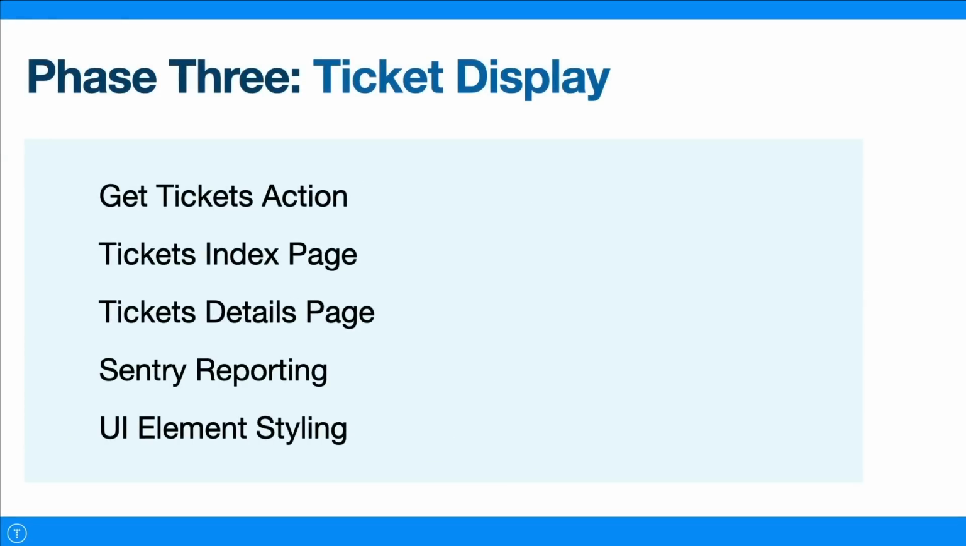And then phase 3 will be the ticket display. So we'll have an action, once again, a server action that will fetch the tickets from the database using Prisma. We'll have the tickets index page, which will list them all, the details page, which will list a single ticket, and then we'll have our Sentry reporting and tracking, and just some UI element styling, like if it's a serious priority, we'll make it red or whatever, just little things like that. We'll also have like toast notifications.